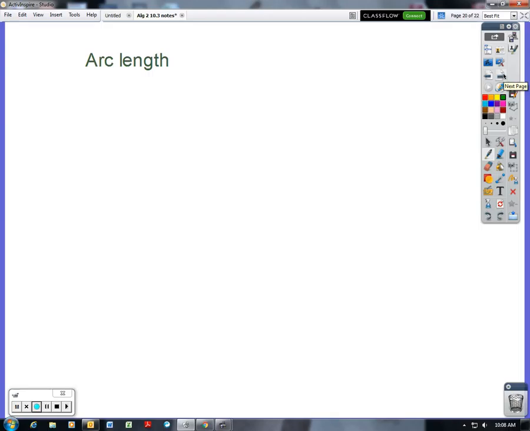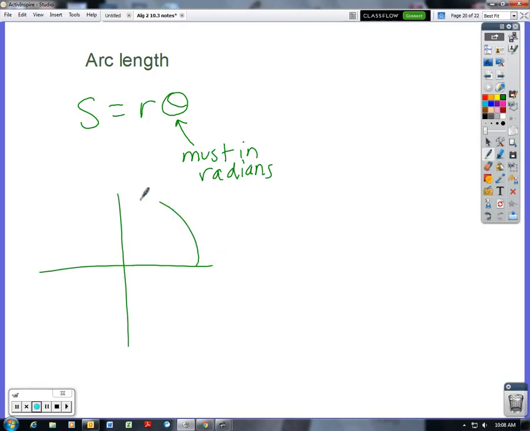Okay, arc length. There's a formula, it's S equals r theta. The important thing is theta must be in radians or it will not work. Let's do a little quick proof of this. Here's a circle. Let's say this is theta and S is the arc length. So S is this length of the arc. And I'm going to do a quick proof of where this formula comes from.